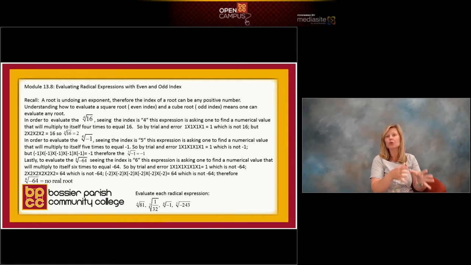Therefore, we cannot do the 6th root of negative 64. And we've already discussed this. If you cannot do the root, you say the answer is no real root. Now, this should make sense. If you recall, the 6th root is an even index, just like the square root is an even index. And we learned you cannot do a square root of a negative number. It will never have an answer. Therefore, with any even index, you cannot do a negative radicand and get a value.